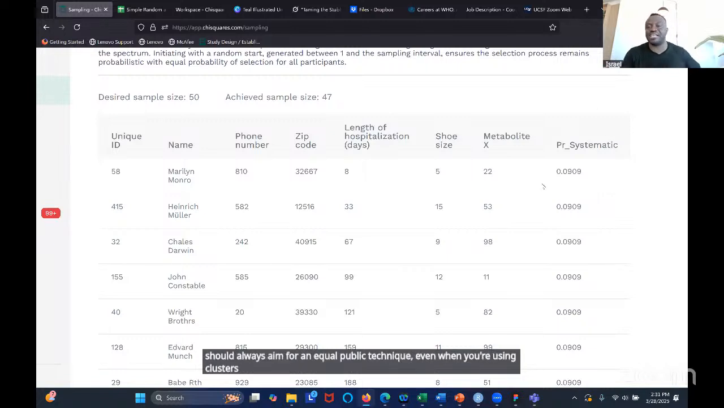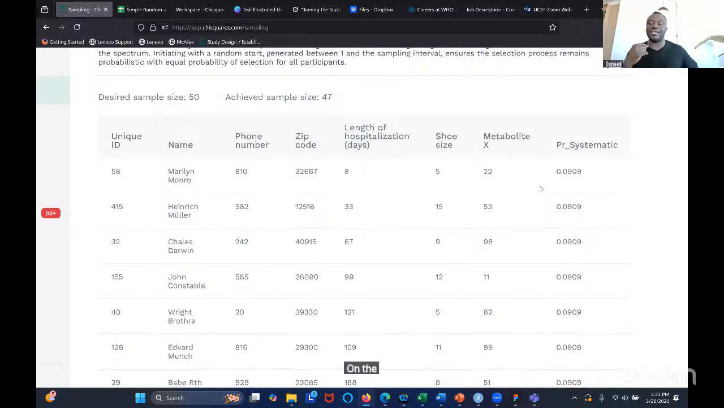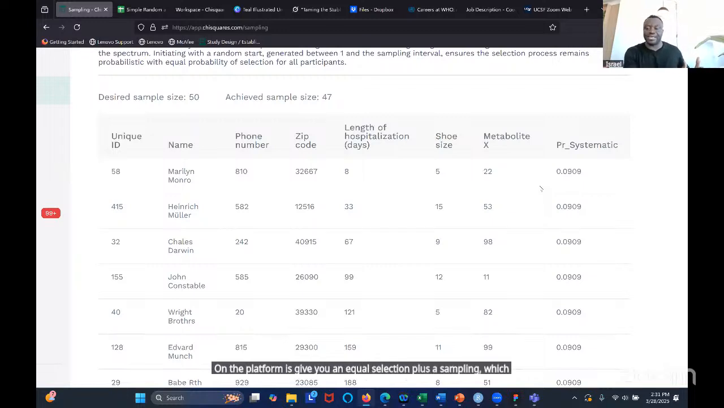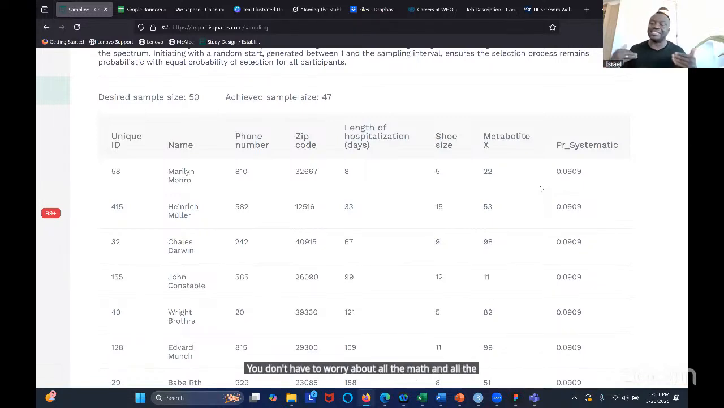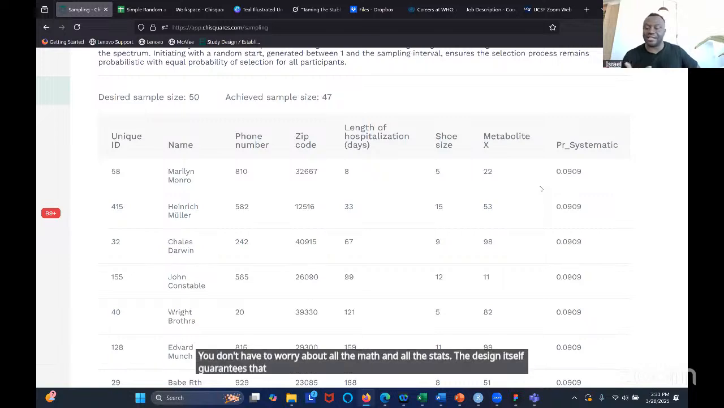And that's why on the Chisquares platform, even when you're using cluster sampling, the default approach on the platform is to give you an equal selection cluster sampling, which is a two-stage PPS. It is just so that it makes your life easy. You don't have to worry about all the math and all the stats. The design itself guarantees that it is self-weighting. So those are some of the things we're going to cover next week. I'm going to stop here and see if there are any questions, and I'll take them accordingly.